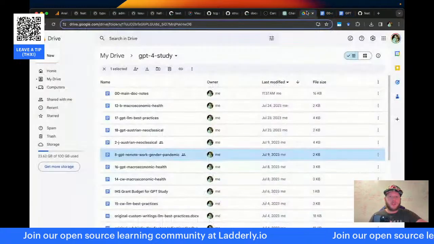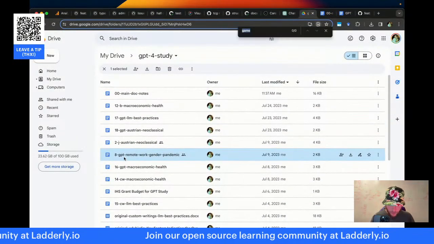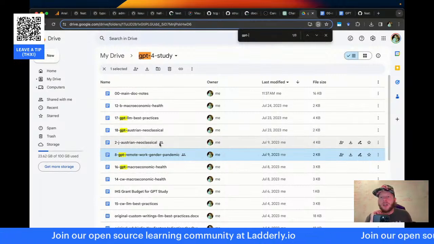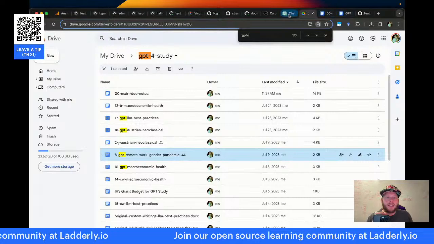Consider, and so which documents are GPT authored? We have 8, 16. Let's look for GPT dash. 17, 18, 8, and 16.